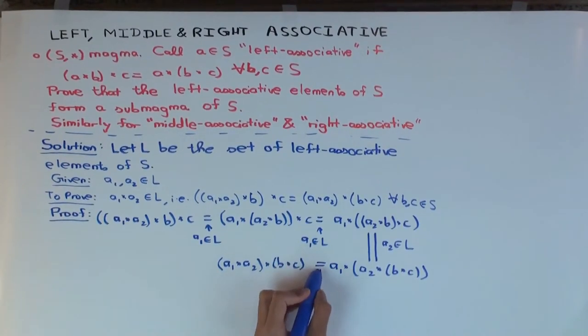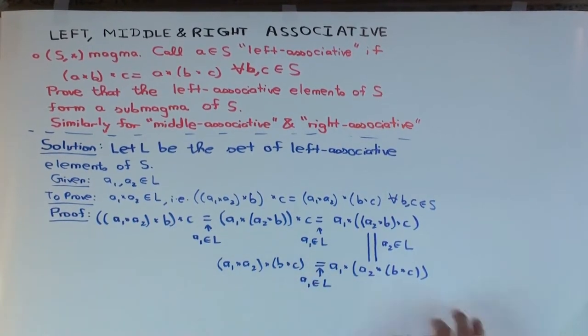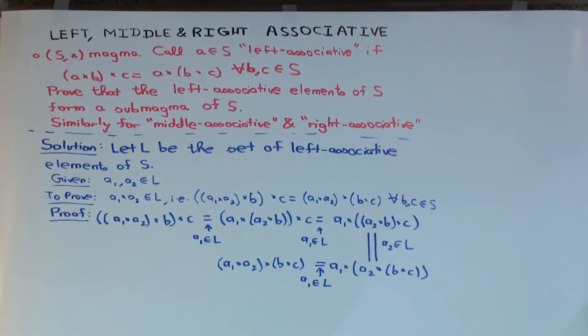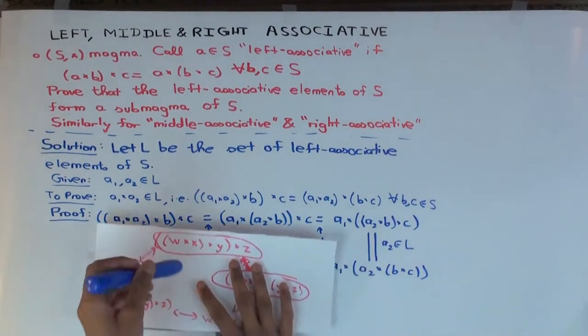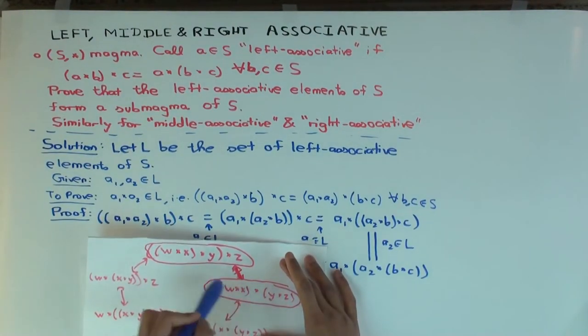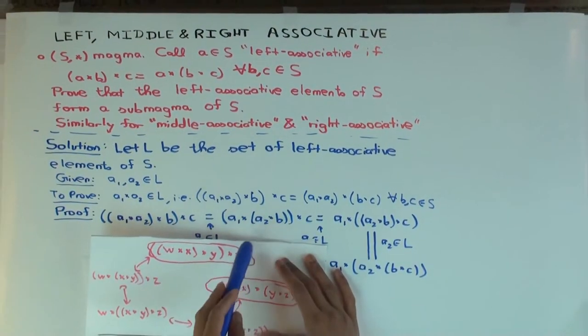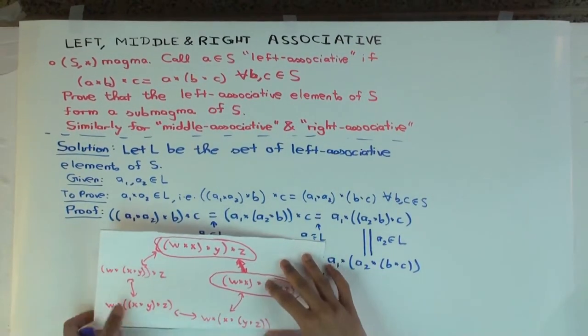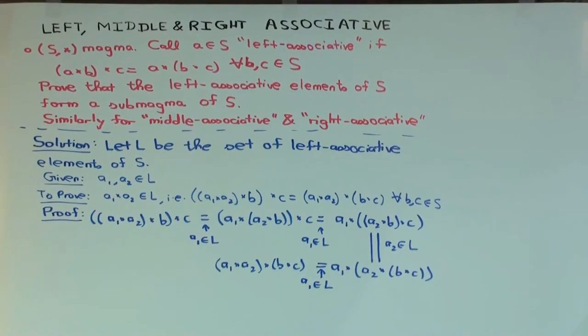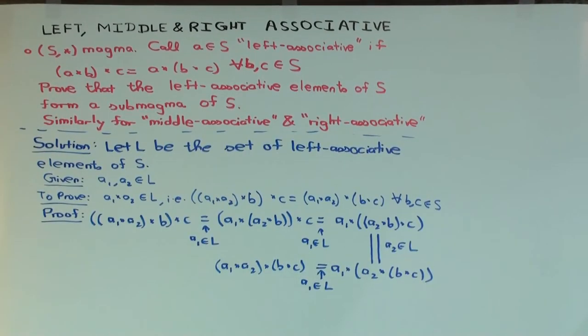And here, what did we use as an L? A1. So we use A1 three times and A2 just once. It makes sense because A1 is the one on the left in the product, so that's what we should use more often. We went along this pathway here, and you can check that that's exactly how we did our manipulations. So that's good. We've shown that A1 star A2 is in L.